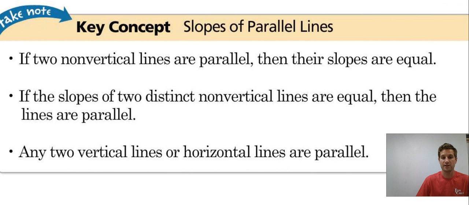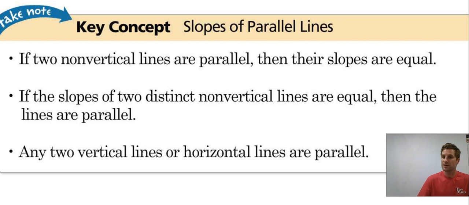Okay, so write all of that, and then let's take a look at parallel slopes. If two non-vertical lines are parallel, then their slopes are equal. So if you have parallel lines, then the slopes are equal. If the slopes of two non-vertical lines are equal, then they are parallel. And any two vertical or any two horizontal lines are parallel.